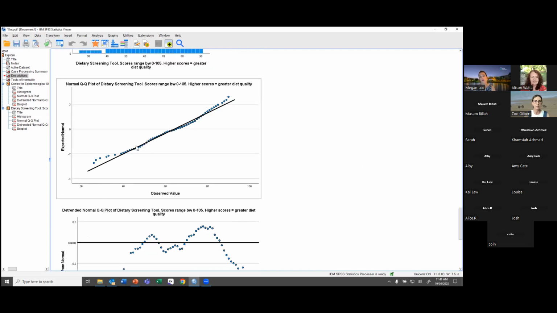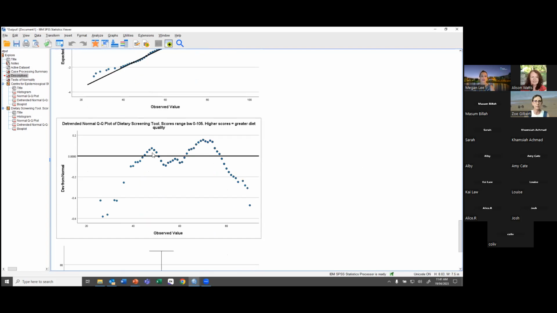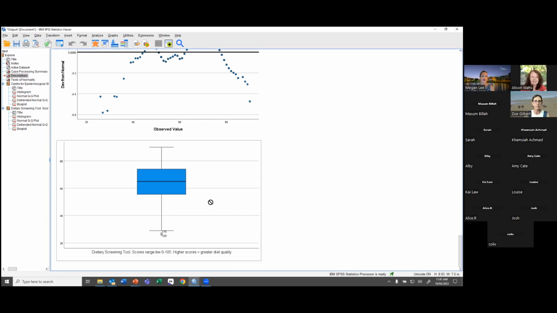actually. Our QQ plot's looking way more normal, just a little bit of a kickoff at the top and at the bottom. So less skewed, so more of the dots are on the line. This is looking much better, about even above and below. But what's our box plot telling us about extreme scores or outliers?